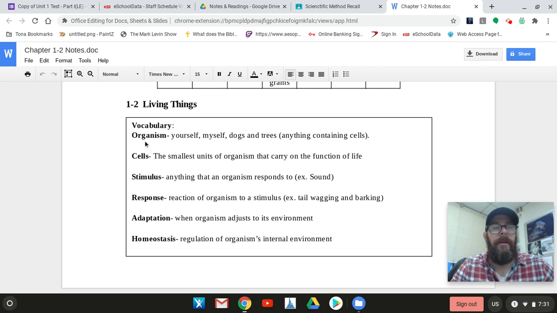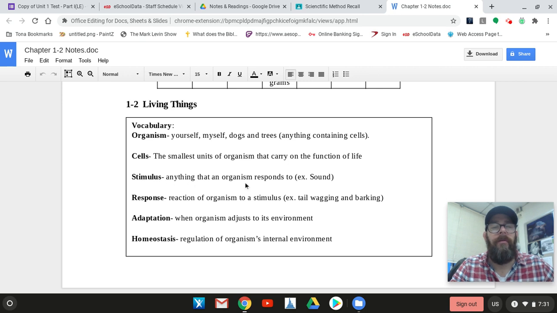Organism: yourself, myself, dogs, and trees. Anything containing cells. If it has a cell, it's an organism. If it is a cell, it's also an organism, a single-celled organism. Next, cells: the smallest units of organism that carry on the functions of life, or the smallest unit of life, simply stated.